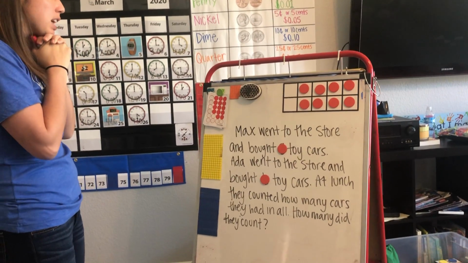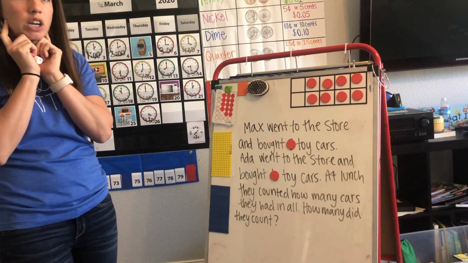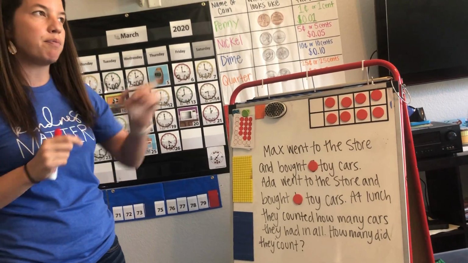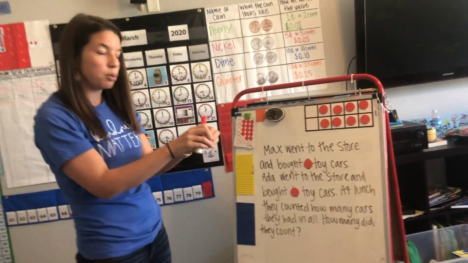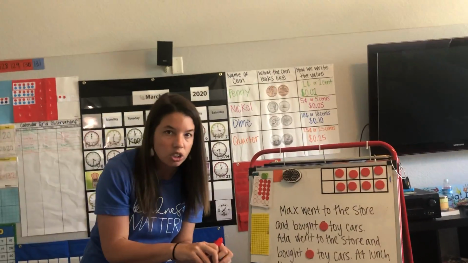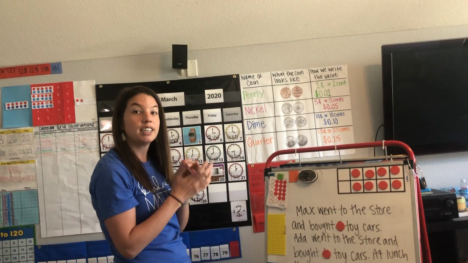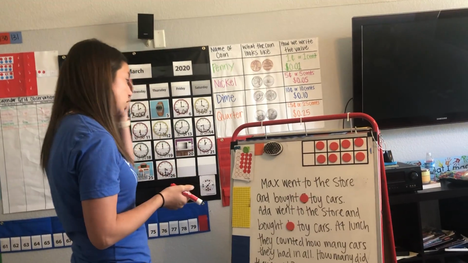So then we need to think about, are they gonna have more toy cars or less toy cars? If Max puts his toy cars on the lunch table and Otto puts her toy cars on the lunch table, are they gonna have more toy cars or less toy cars? That's right, they're gonna have more toy cars.